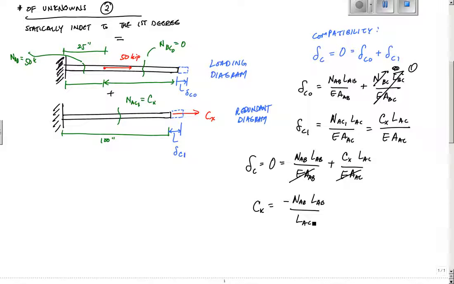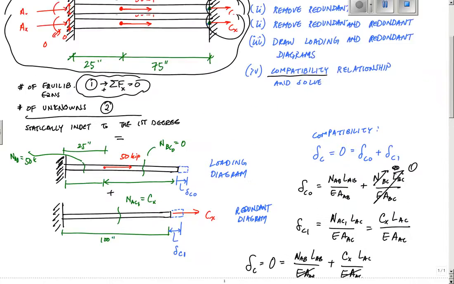And just make sure I did that right. Double check for me. I could be wrong right here. And I know that NAB is equal to 50 kips in tension, so minus 50 kips times that LAB, which was 25 inches, divided by LAC, which is 100 inches, and that tells me that CX is equal to minus 12.5 kips. The negative tells me that CX is 12.5 kips pointing to the left right here.